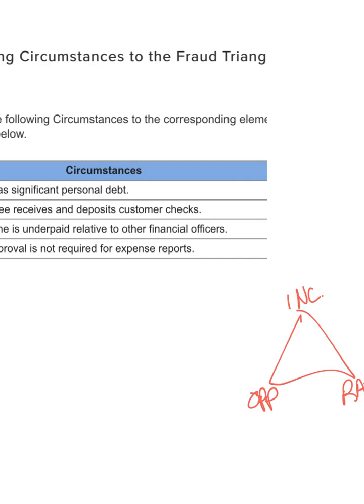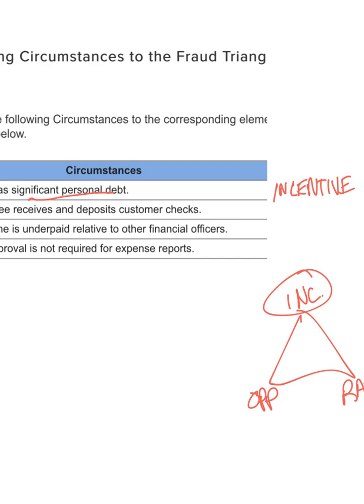And so what we're trying to do is determine what these descriptions are trying to allude to as it relates to the three components of the fraud triangle. So the first one says an employee has significant personal debt. A personal debt will be an incentive, a reason, a pressure for an individual to commit fraud. So that would be incentive for this first answer.